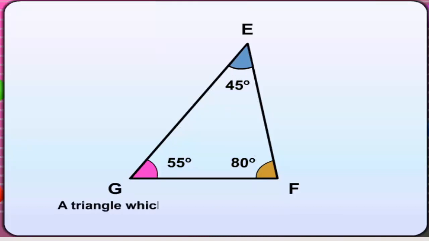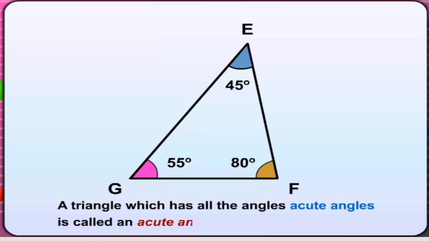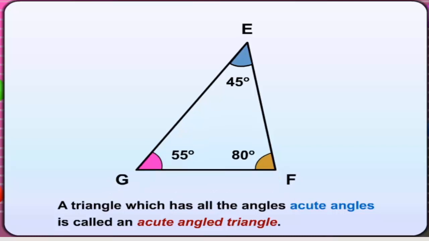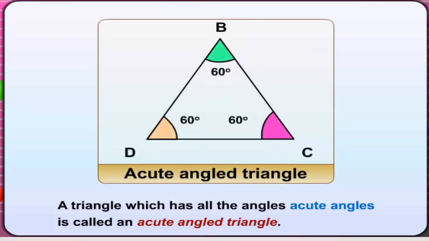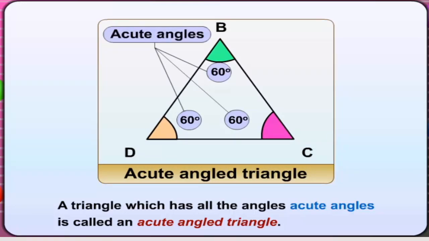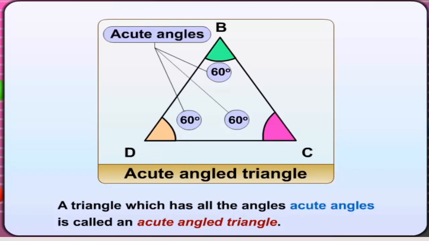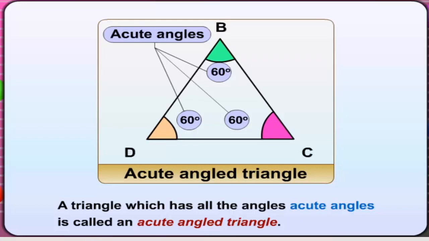A triangle which has all the angles acute angles is called an acute angled triangle. So, the triangle GEF is an acute angled triangle. Similarly, all the three angles of the triangle BCD are acute angles. So, the triangle BCD is also an acute angled triangle.